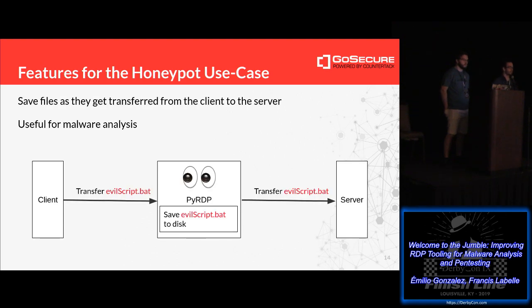For the device redirection channel, since we see everything in the middle of the connection, whenever a file gets transferred, PyRDP can save a copy of it to disk. So say I'm a client, an evil client, and I transfer evilscript.bat to a server. Well, PyRDP saves a copy of it to disk, so even if you run it on the server and delete it afterward, it can still be retrieved with PyRDP. And obviously, we thought that could be useful for malware analysis.